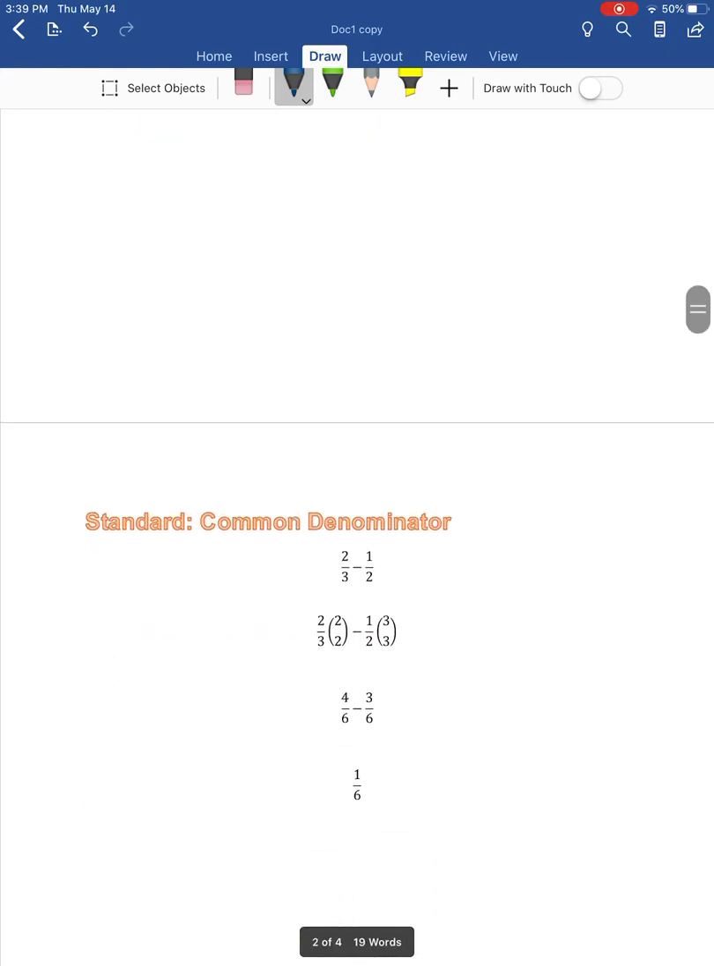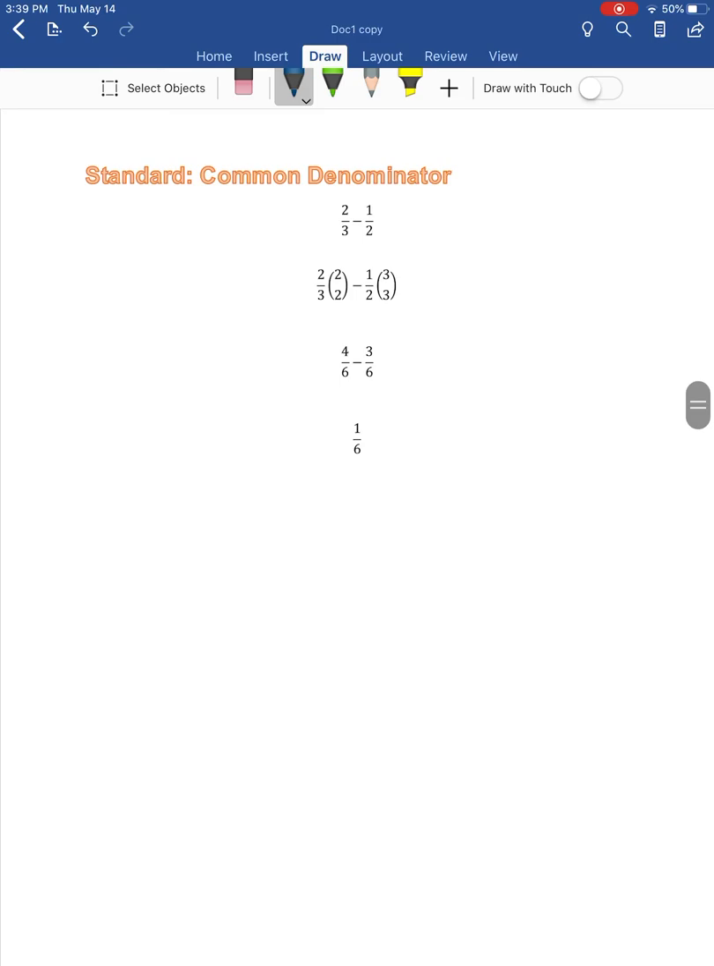So we're going to move ahead and look at this problem here, 2/3 minus 1/2. In order to find the common denominator, we can utilize the product of the denominators. The denominators of 2/3 minus 1/2 are the 3 and the 2. The product of 3 and 2 is 6. So 6 is our common denominator.